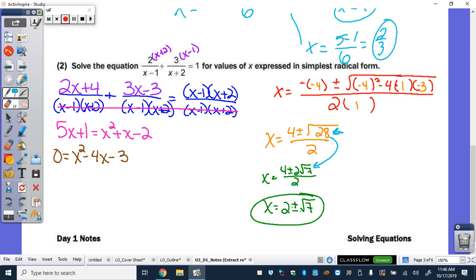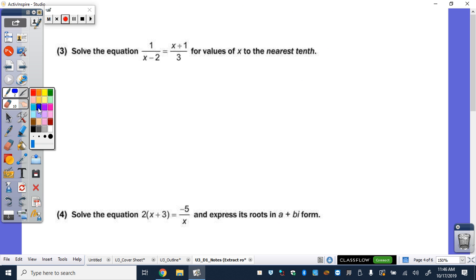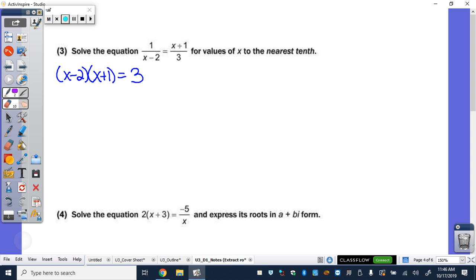Okay, let's try some more examples on the back. This one says for values of x to the nearest tenth. So you'll be able to put this one in your calculator, and they want you to round to the nearest tenth. So what do we want to do for this one? You gotta cross multiply. One fraction equals one fraction means we cross multiply. So the 2x minus 1 times x plus 1 equals the 1 times 3, so 3. Go ahead, distribute out that left side, get yourself a trinomial.